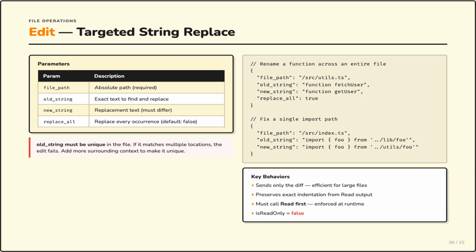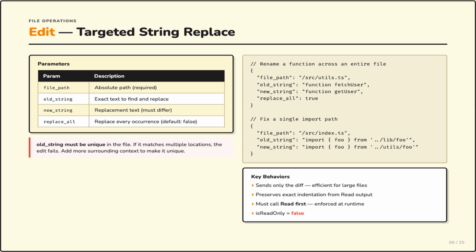Edit is the preferred tool for modifying existing files. It works by exact string replacement. You provide the old_string to find and the new_string to substitute. The key constraint is that old_string must be unique in the file. If it appears in more than one place, the edit fails. That's intentional, to prevent accidental multi-site edits. The solution is to include more surrounding context in old_string until it becomes unique.